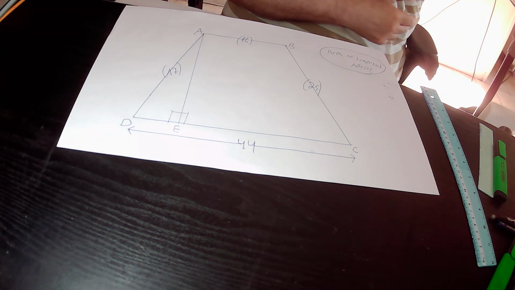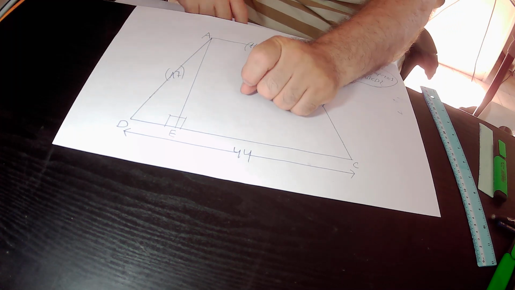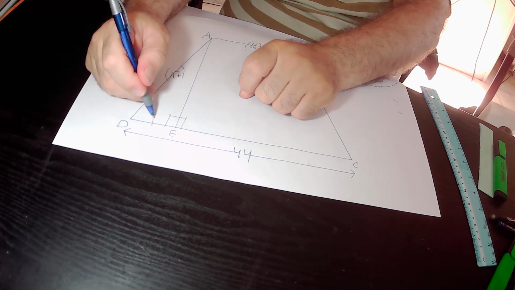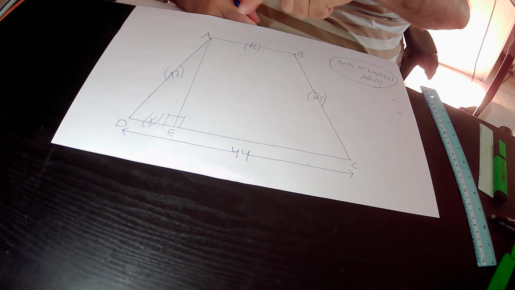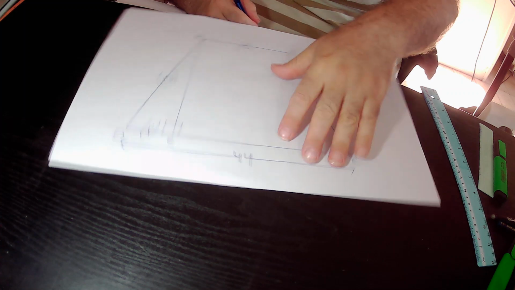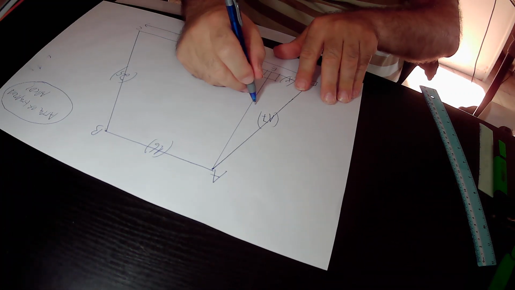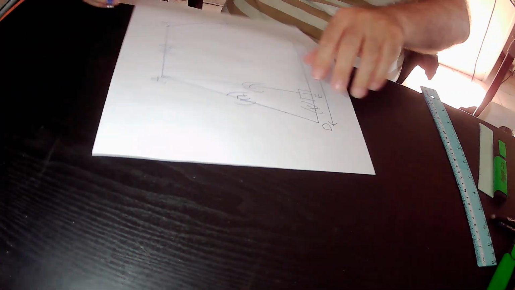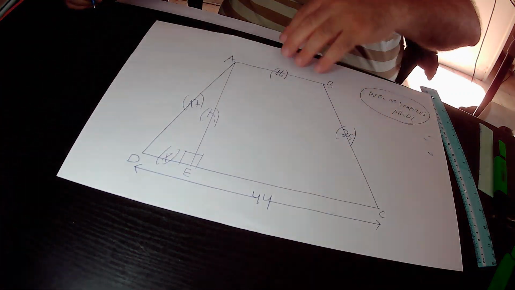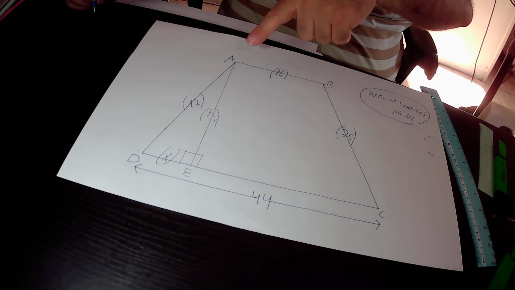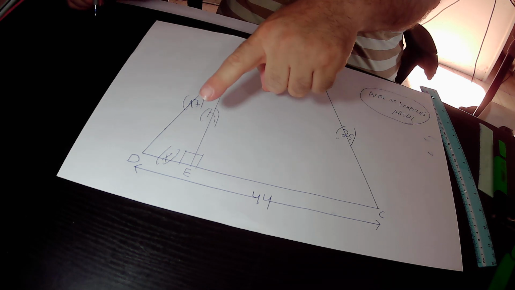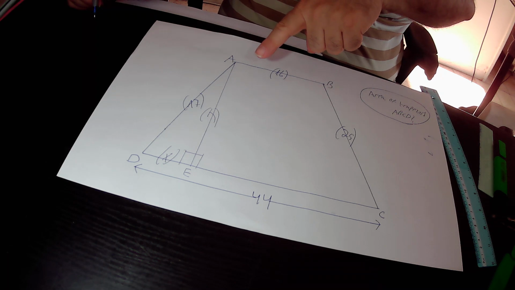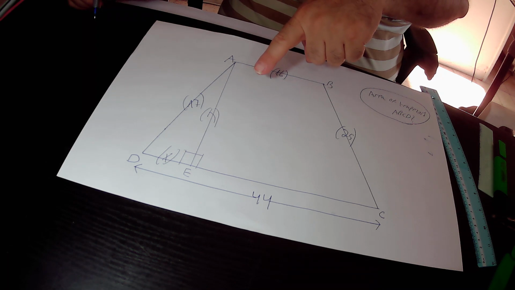We define the length of this line segment DE as x. And finally, we define the length of this line segment AE as h. AE, that is equal to h, is one side of the right triangle AED, but h is also the height of trapezoid ABCD. Why is h the height of trapezoid ABCD?